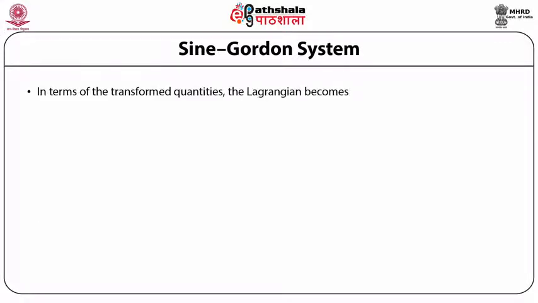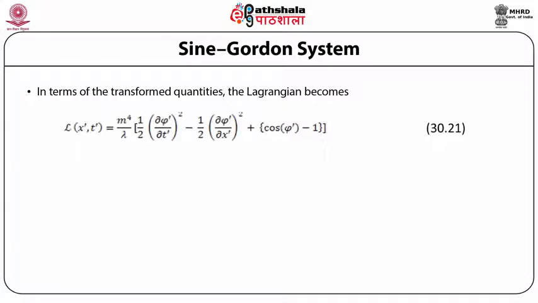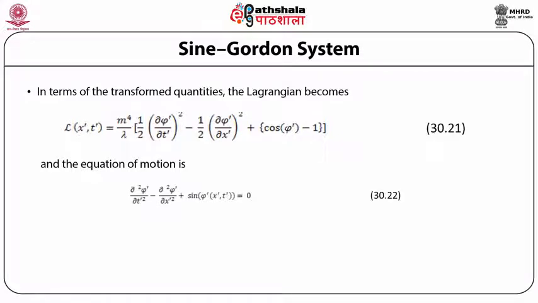In terms of the transformed quantities, the Lagrangian becomes L(x', t') = (m^4/λ)[1/2 (∂φ'/∂t')² − 1/2 (∂φ'/∂x')² + cos φ' − 1]. The equation of motion is ∂²φ'/∂t'² − ∂²φ'/∂x'² + sin φ'(x', t') = 0.